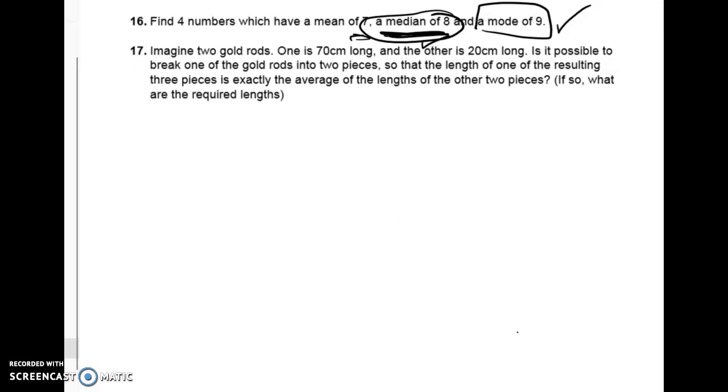I've got 2 gold rods, and one of them is 70 centimetres long, and the other one is 20 centimetres long. Is it possible to break one of those into 2 pieces so that the length of one of the resulting 3 pieces is exactly the average of the lengths of the other 2 pieces? And if so, figure out what their lengths are.